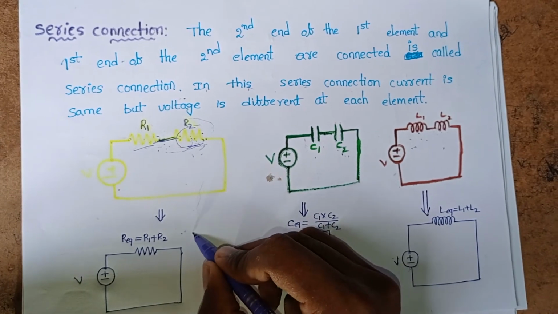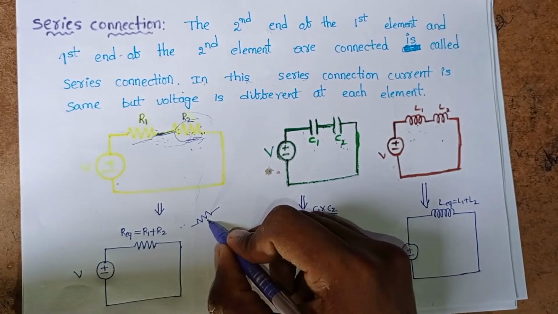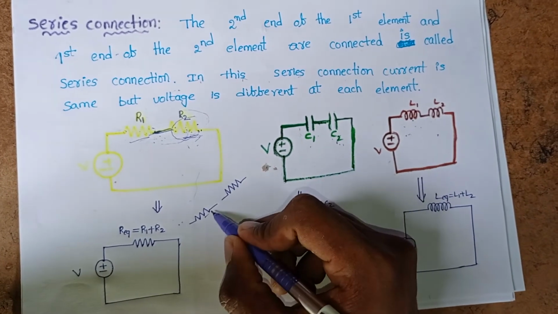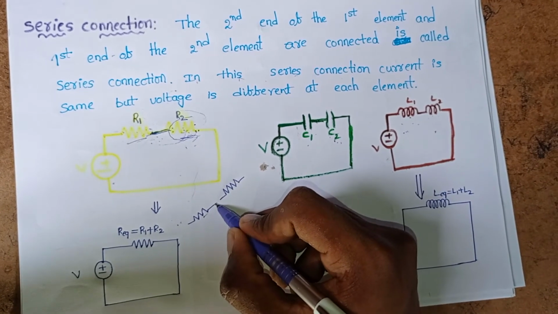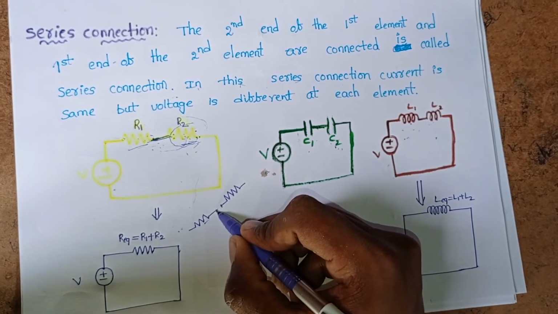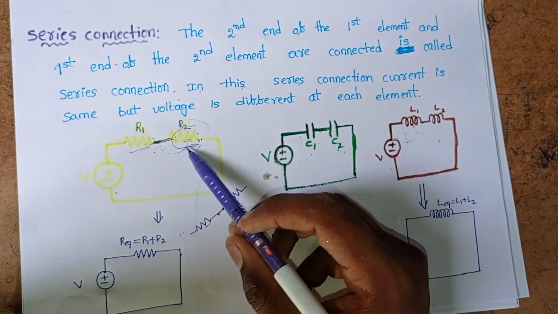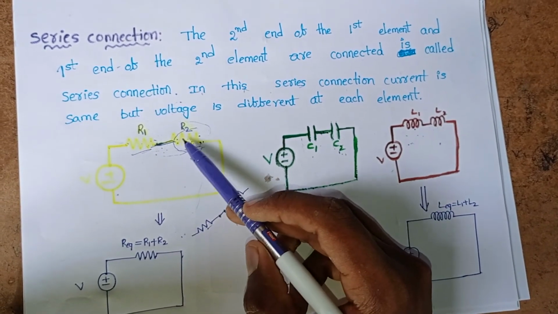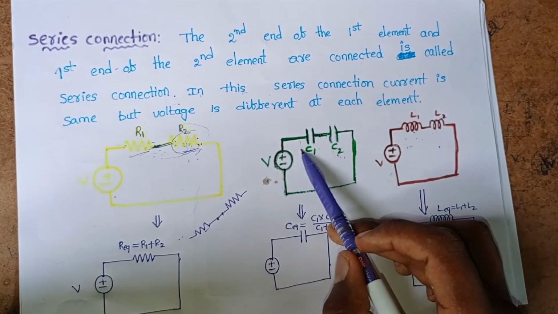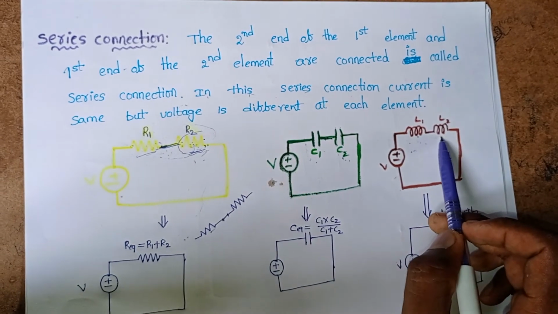Let's consider a resistor like this. This is the first resistor and this is the second resistor. Assume this is the second end of the first resistor. This is the first end of the second resistor. If I connect these two ends, then this connection is known as series connection. Here also I represented the same thing. Here these two resistors are connected in series, and here two capacitors are connected in series, likewise inductors also.